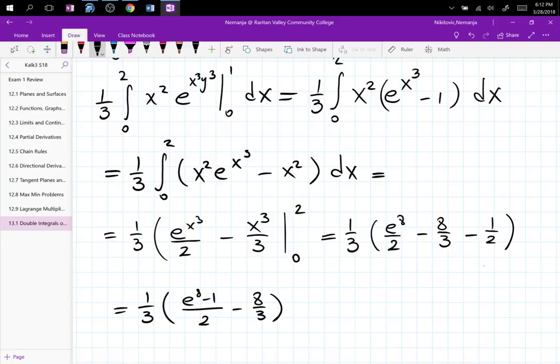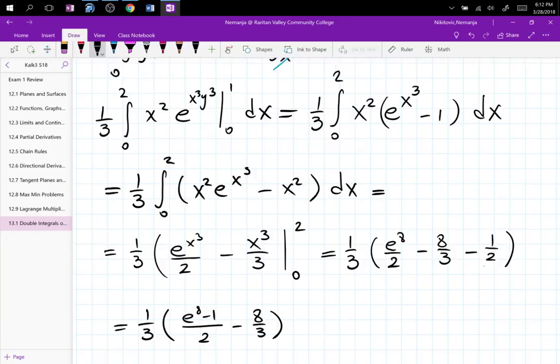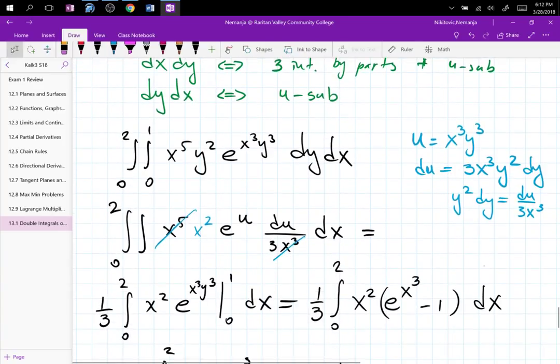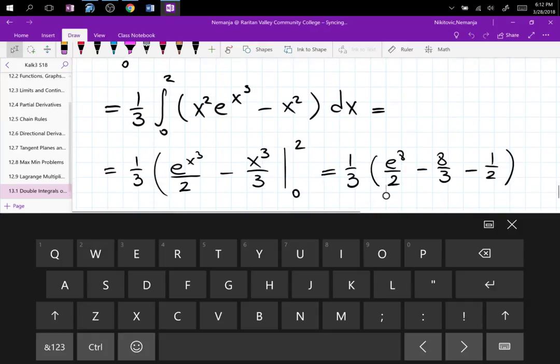So the reason why I did not change the limits over here, I just left it blank and then I went back to the original limits, is because you have to use your U formula to change limits. So if your U formula is x cubed y cubed, and your limits for y1 is 0 and y2 is 1, then your u1 limit would be, when you plug in 0 here, 0, and the u2 limit would be, when you plug in 1 over there, x cubed. So those would be your limits.